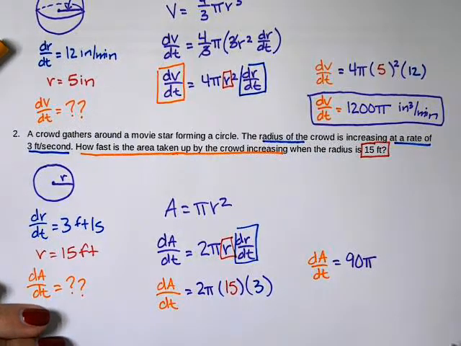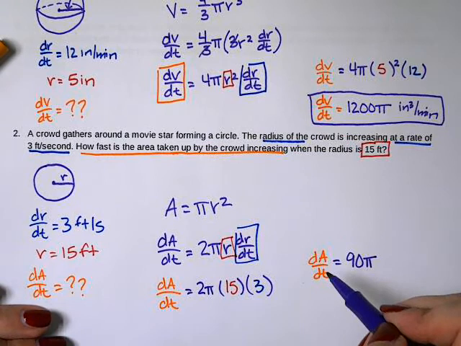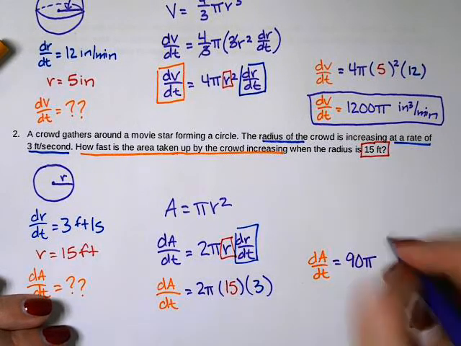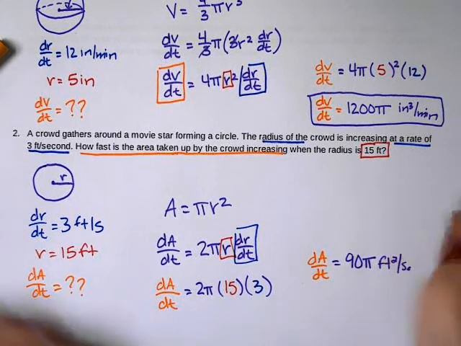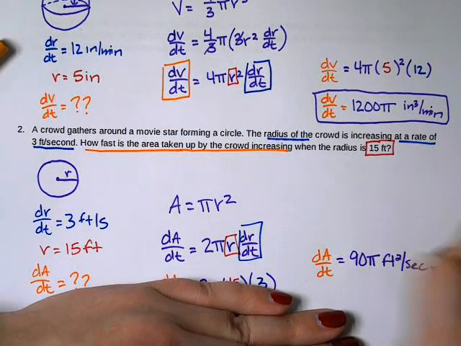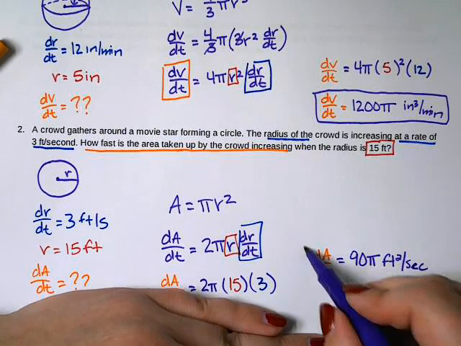And now I need my units. This is an area changing, so it's got to be squared. So feet squared per second. And there we go. There's my final answer.